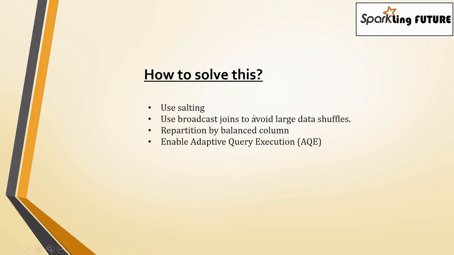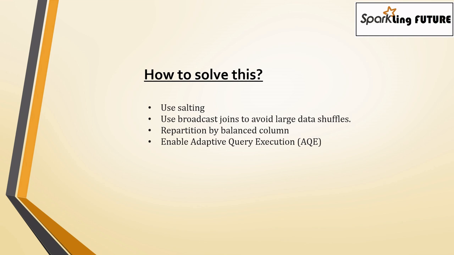The second one is using broadcast joins. By default Spark assigns broadcast joins when we are joining between large data sets and smaller data sets. In case you notice something is not happening properly, you can go to the physical plan and check it. If not, you can apply that as well.